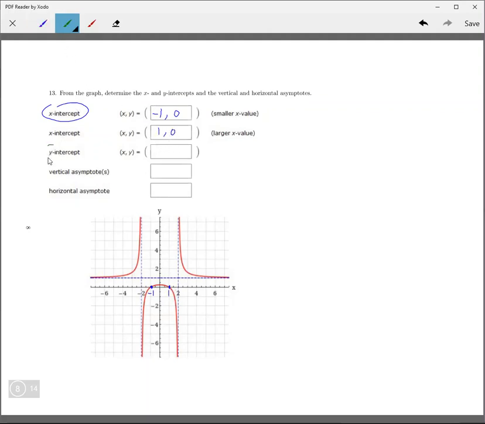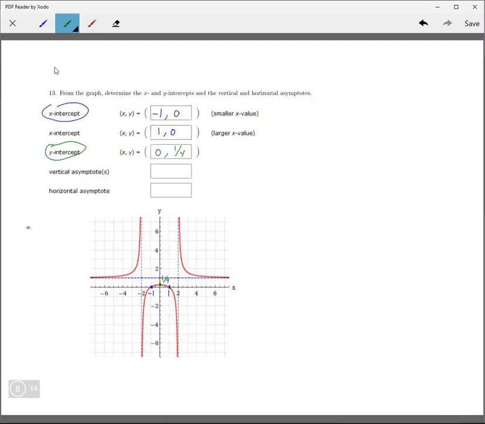Okay, now next, the y-intercept. That's where it crosses the y-axis. Now this is 2, which means that's 1, which means this is half, which means this is about 1/4. Okay, so (0, 1/4) right here.